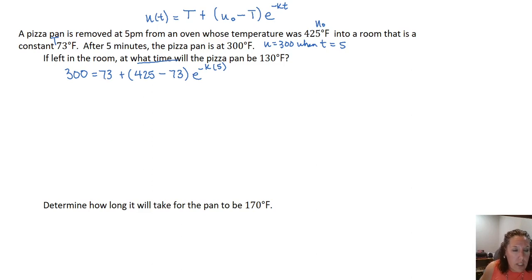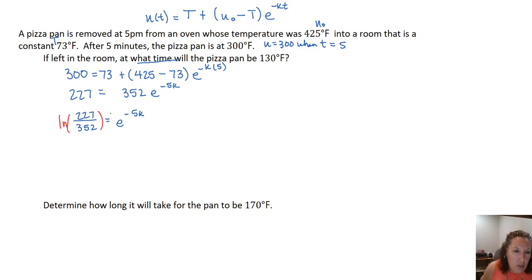All right, so let's go ahead and subtract 73. 300 minus 73 is 227. 425 minus 73 is 352. We can divide both sides by 352. I'm going to go ahead and leave that. I don't know if that reduces or not, but I'll leave it unreduced for just a minute because we're going to plug this in the calculator.